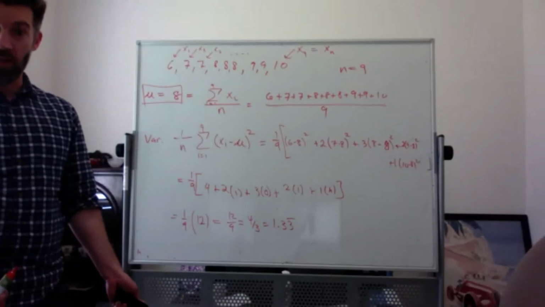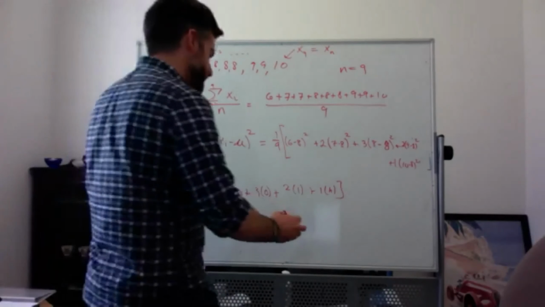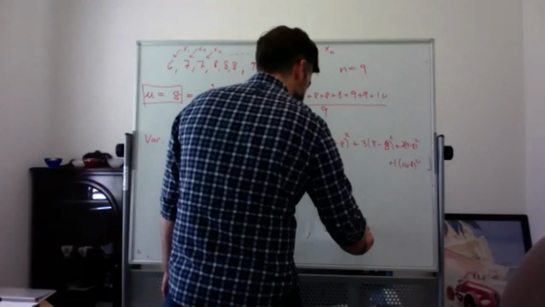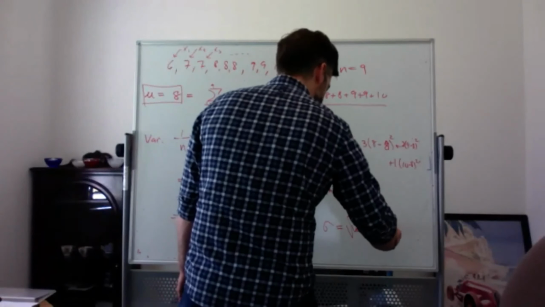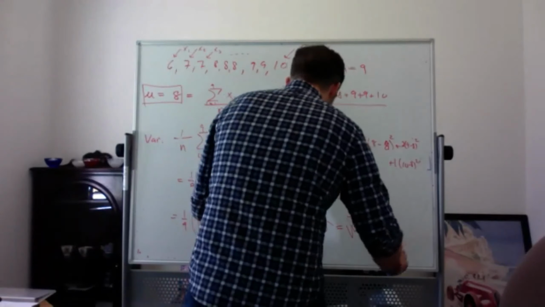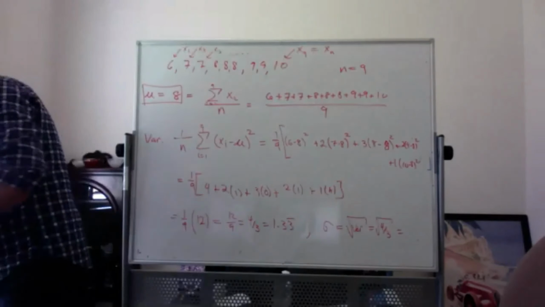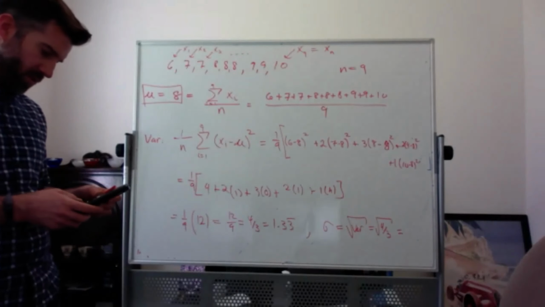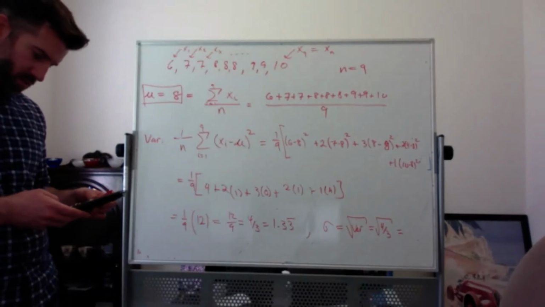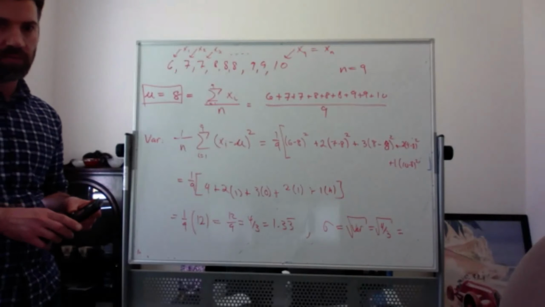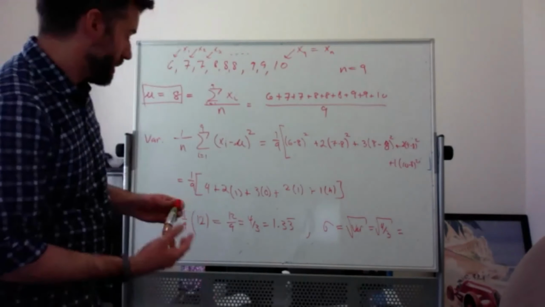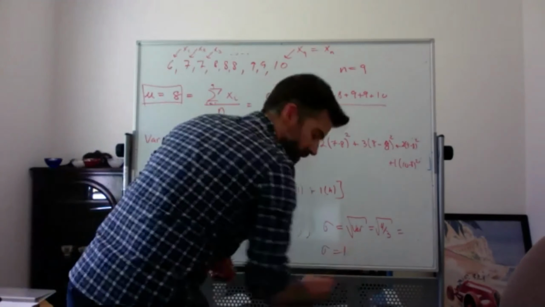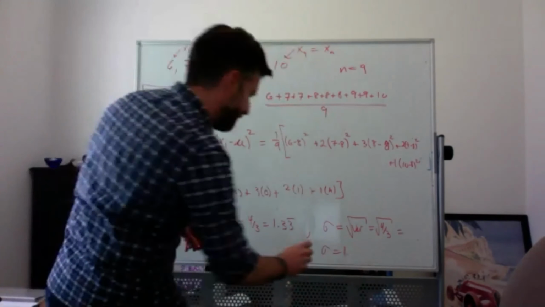So that's our variance. And then the standard deviation is just the square root of the variance, which is the square root of 4 thirds, which is, calculator time. Let's see, what's the square root of 4 thirds? 1.15. So here's an important thing to notice here. 1.15 about.